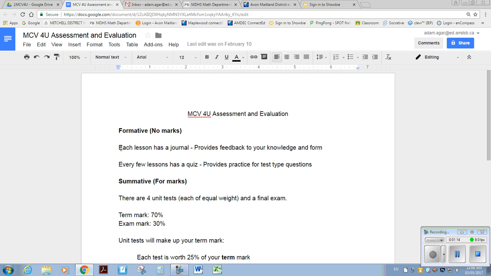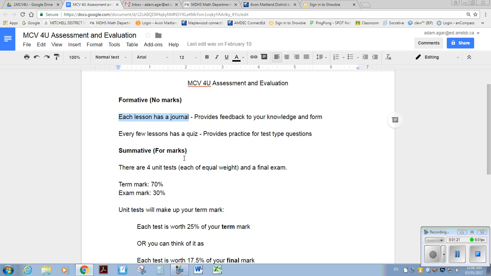Okay, so the journals are a requirement, but you do not get a mark for them. You just get a complete, not complete. That's how I track your journal or your module completion.